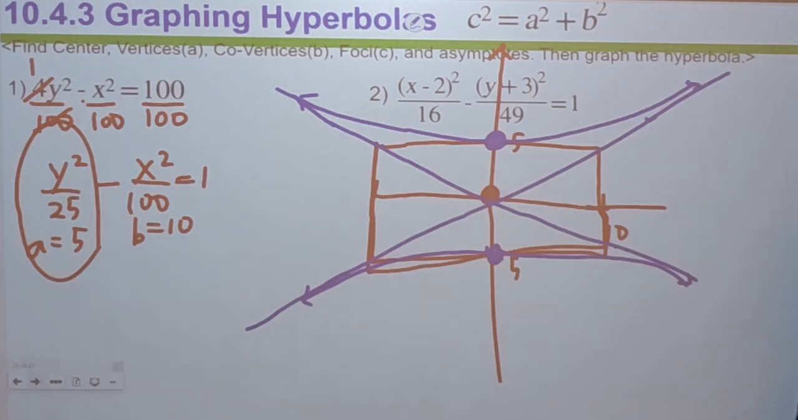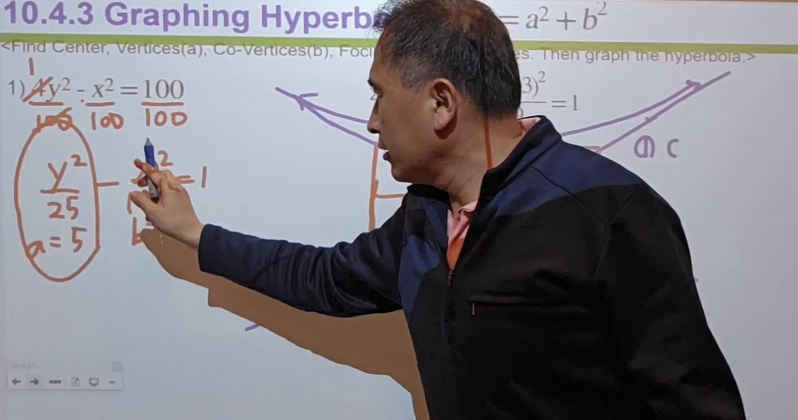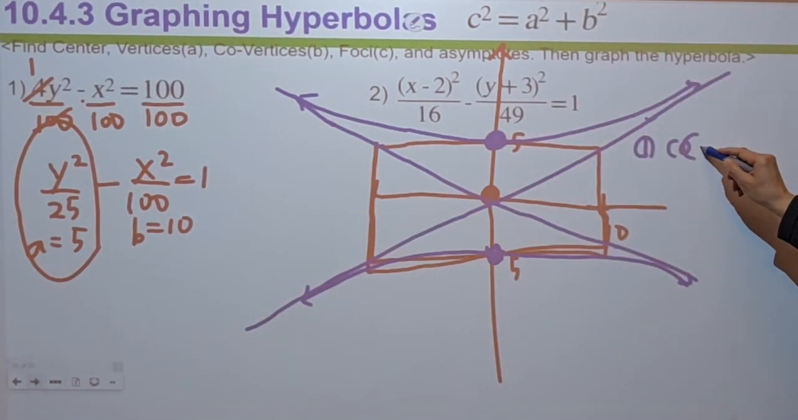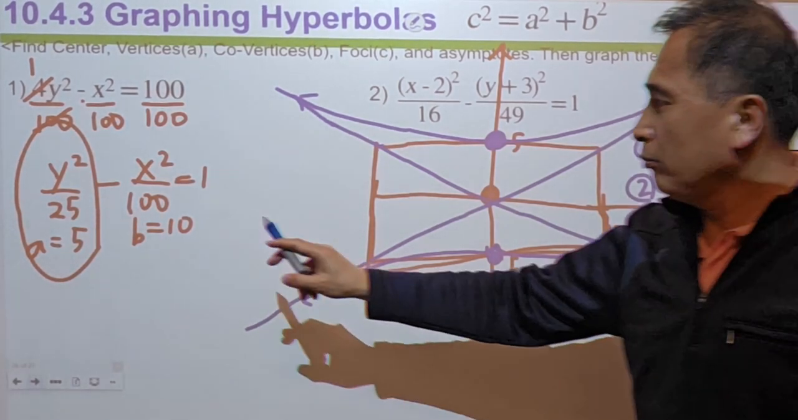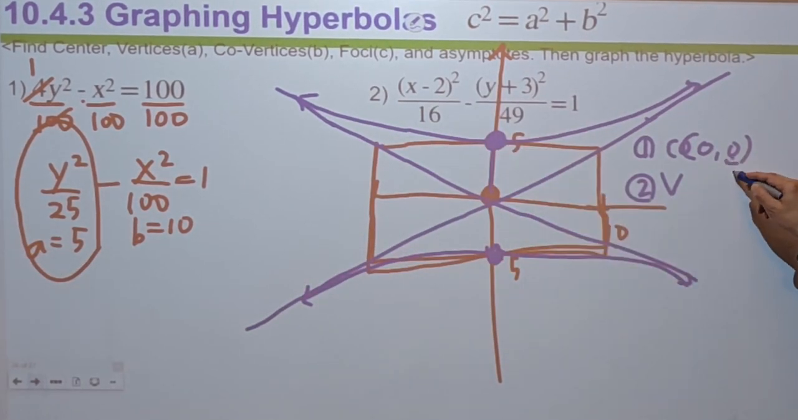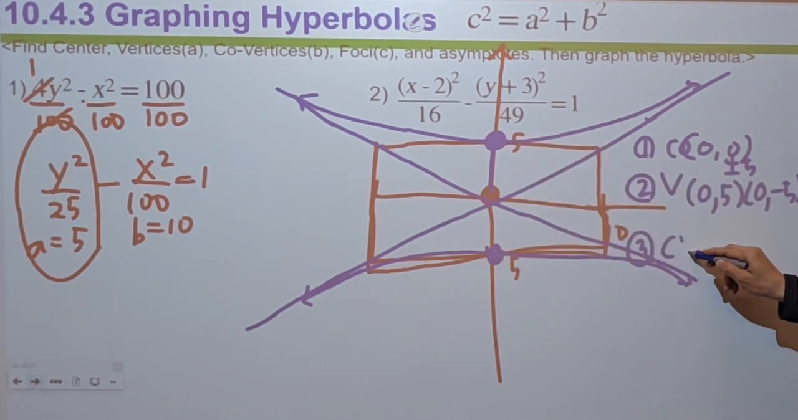So we want to find out first the center. The center was (0, 0) right there. And the vertices: a was 5 on the y side, so plus or minus 5 on the y. So (0, 5) and (0, -5) are the vertices right there. And then the co-vertices and b.